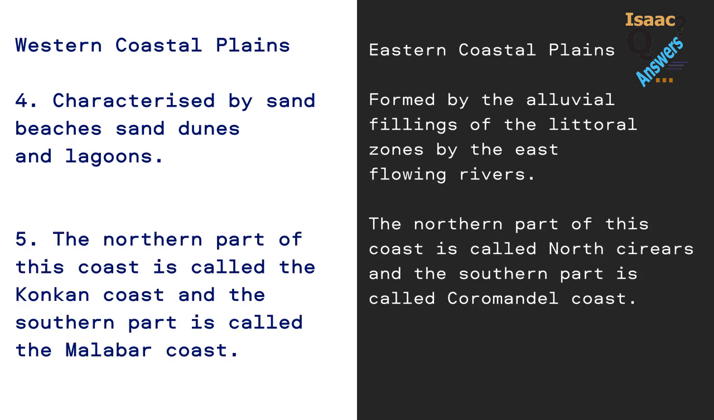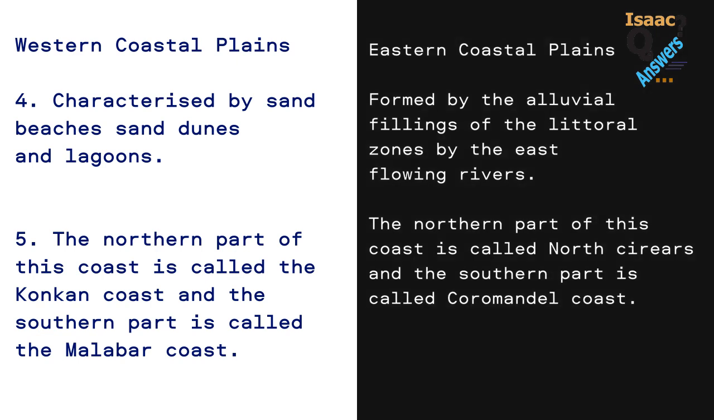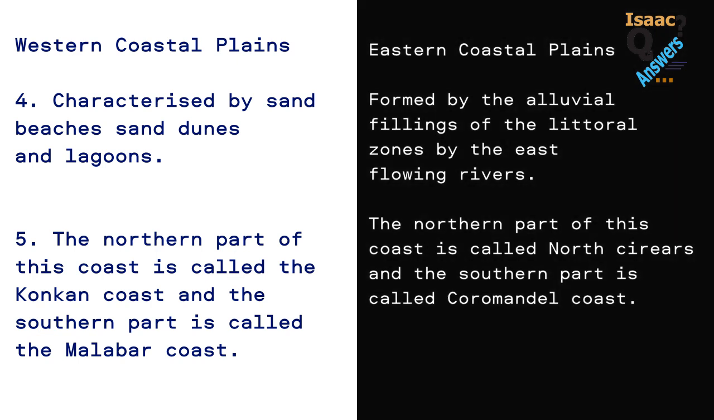4. Characterized by sand beaches, sand dunes and lagoons formed by the alluvial fillings of the littoral zones by the east flowing rivers. 5. The northern part of this coast is called the Konkan coast and the southern part is called the Malabar coast. The northern part of this coast is called the Northern Circars and the southern part is called the Coromandel coast.